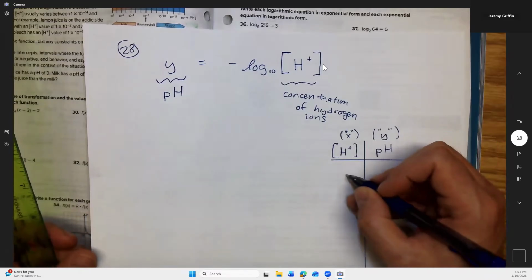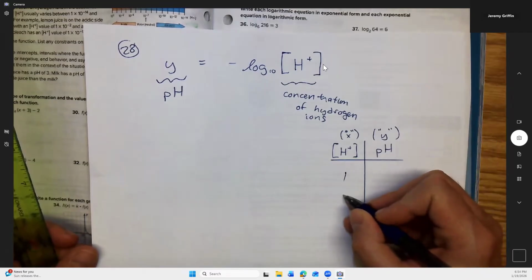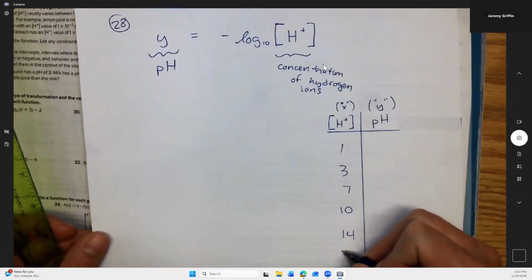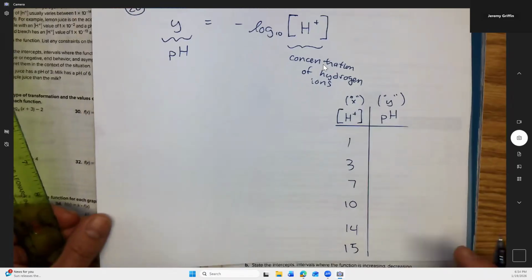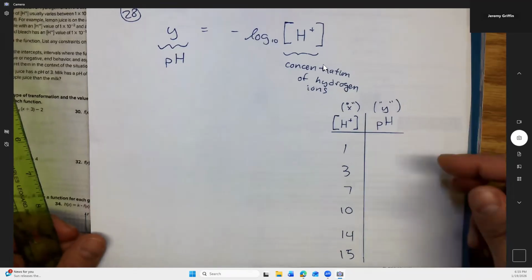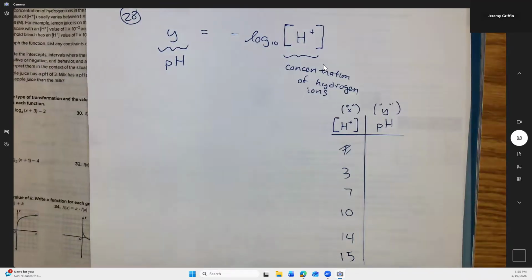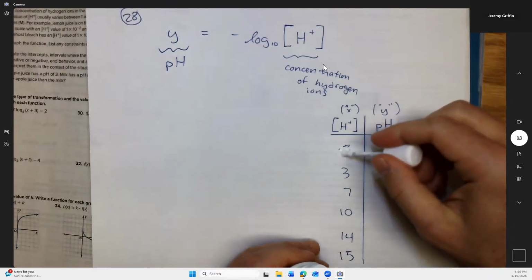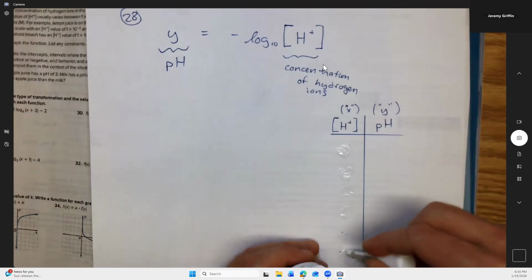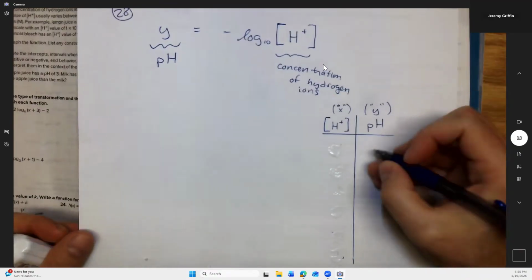But maybe it could go from like 1, 3, 7, 10, 14. I wonder if we can go above 14. Let me do 15 and see what happens. Okay. pH scales tend to go from, or sorry, wait, what am I thinking? Sorry, wrong way. Ignore what I just said. We're going to get rid of that. I was trying to tell you some pH values. That's not concentration. Okay, get rid of all this. Let's go with pH values. Now pH can go negative.